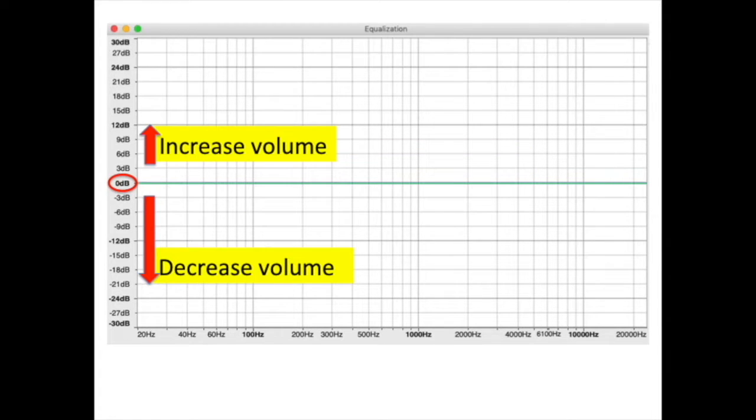So, for example, if you were to increase the volume of certain frequencies by 12 dB, you would be increasing the volume to be 12 dB above the volume of the raw recording. In the same way, if you were to decrease the volume of certain frequencies by 21 dB, and that notation would be negative 21 dB, you would be decreasing the volume to be 21 dB below the volume of the raw recording. So let's take a look at bass and treble frequencies.